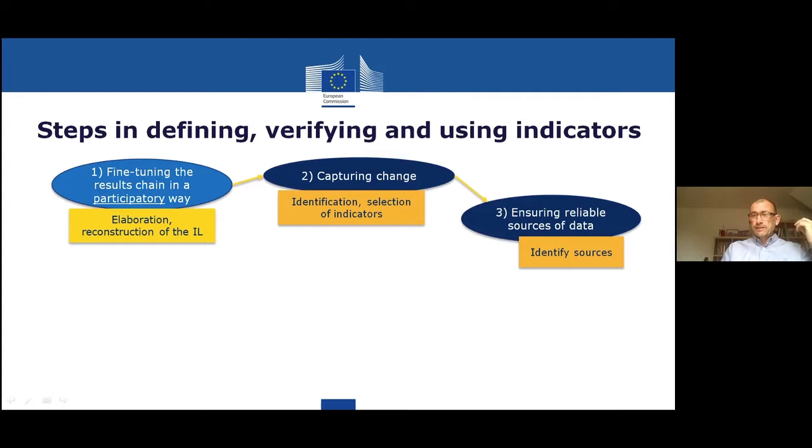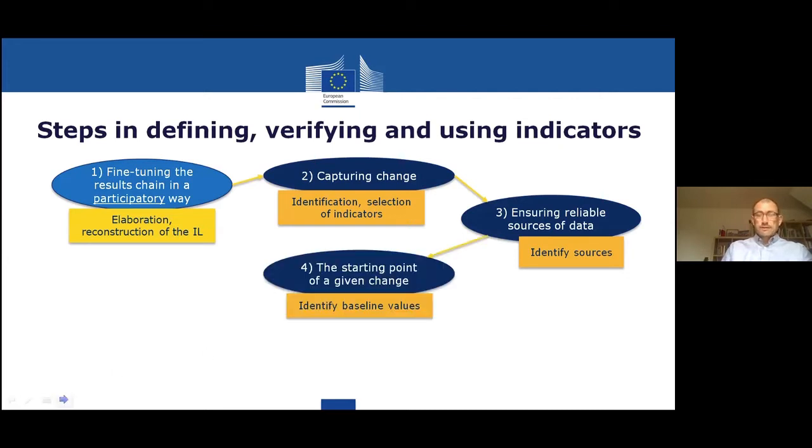Then we need to check to see whether we've got reliable sources of data, because it's all very well having nicely defined indicators, but if you have no data behind them, then you can't actually report on them, and then they're not much use to anyone. Then we need to put in place our baseline values. So we need to know where we're starting from, because if we don't, it's very difficult to measure the kind of change that our intervention has actually delivered.